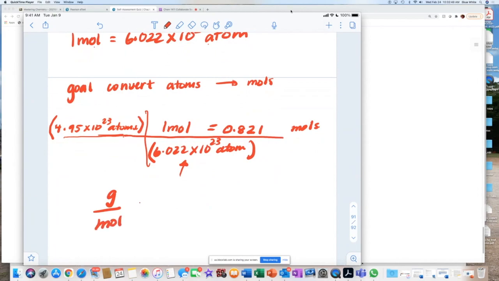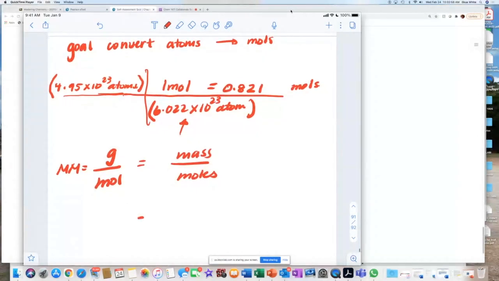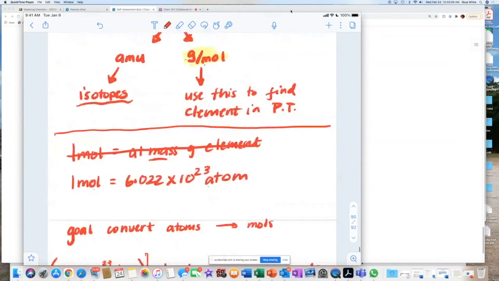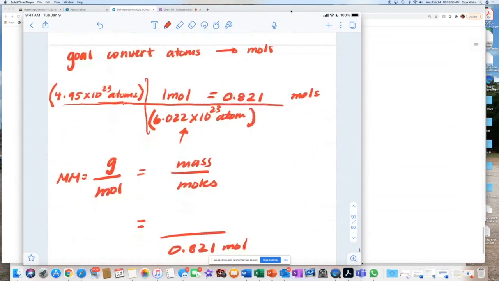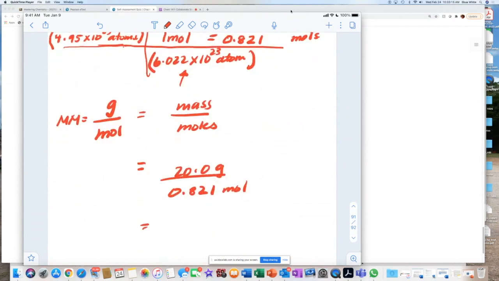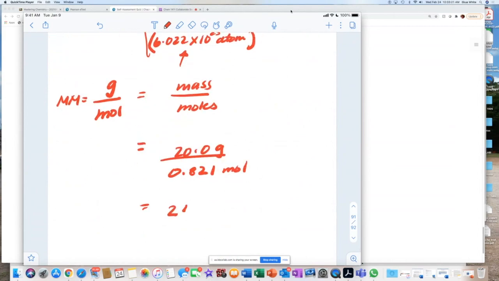Now that we have our moles, take your grams divided by moles. That's what molar mass is, right? So essentially, mass over moles equals molar mass. I have my mass, and my moles here is 0.821. My mass is from up here, which is supposed to be 20.0, and that should give me my molar mass. So 20.0 divided by 0.821 should give me 24.33 grams per mole.